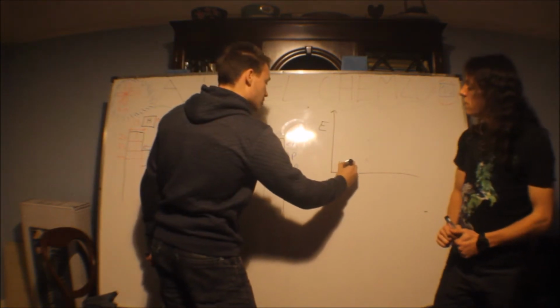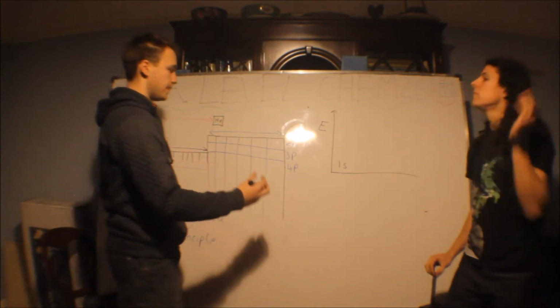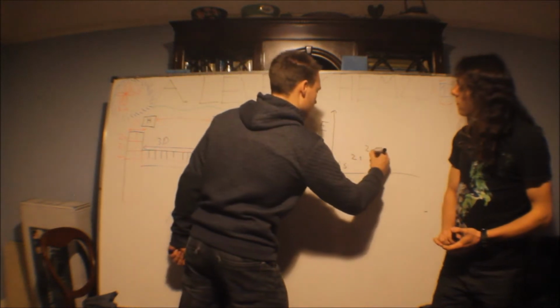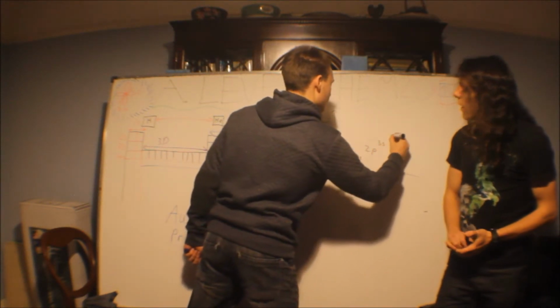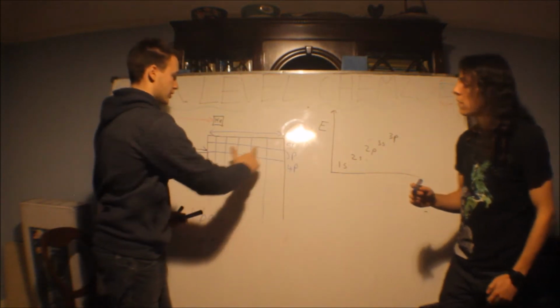Your 1s will have the lowest energy, because that's right at the top and it's going from left to right. Then it's going to go up to 2s, so it's going to require a bit more energy. 2p, 3s, and 3p, and that's all of this up to here so far.